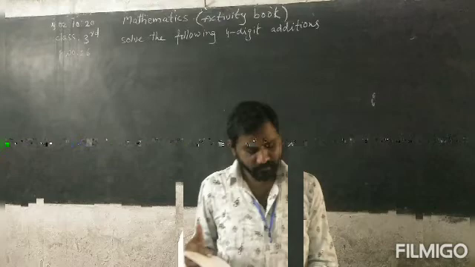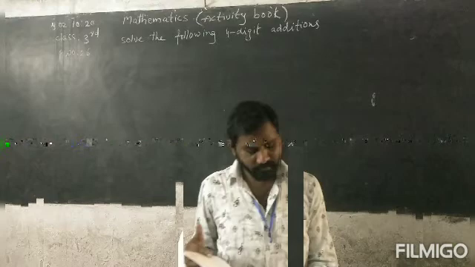5416 plus 1000. 6 plus 0 is 6, 1 plus 0 is 1, 4 plus 0 is 4, 5 plus 1 is 6. So what we get, beta? 6416.